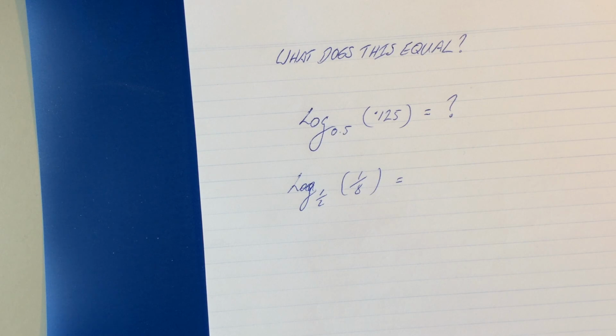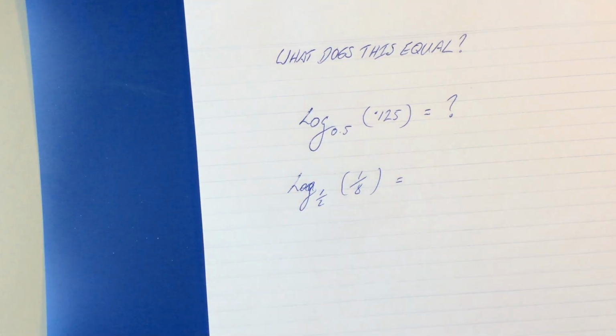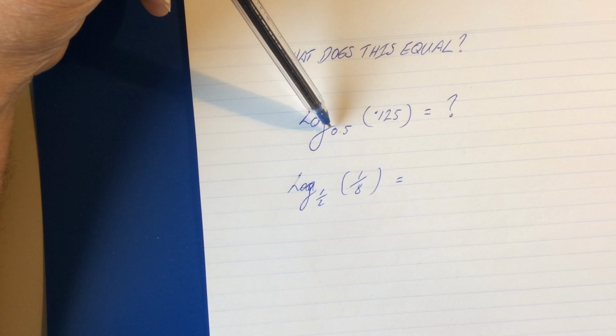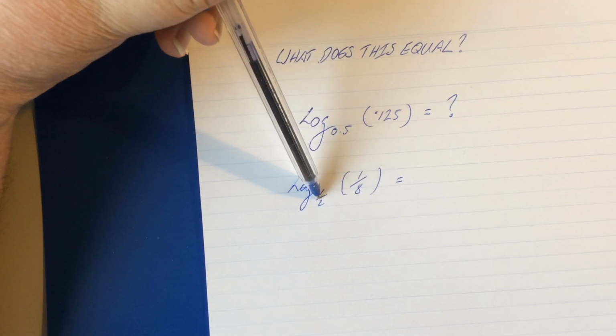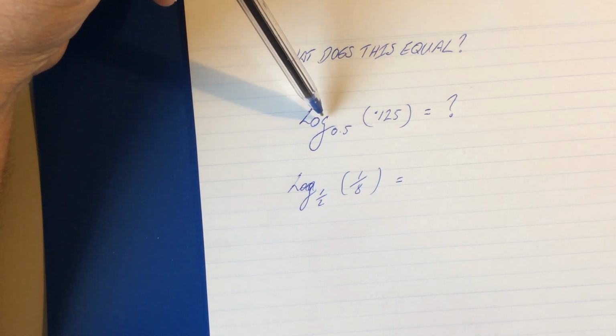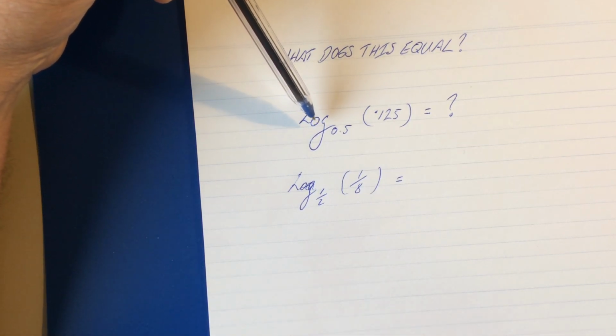And the question today is, what does this equal? And why am I not asking, what do these equal? Well, the reason is that these are both the same. One is expressed in decimals and one in fractions. So let's have a look at them.